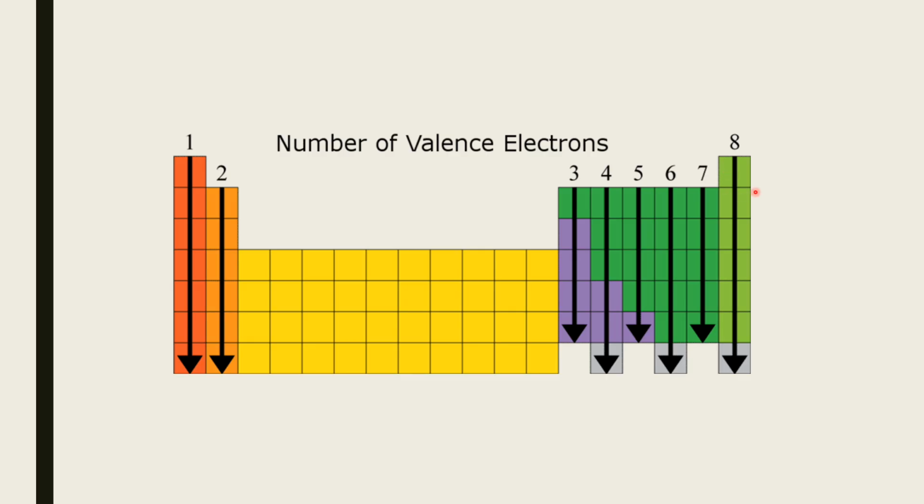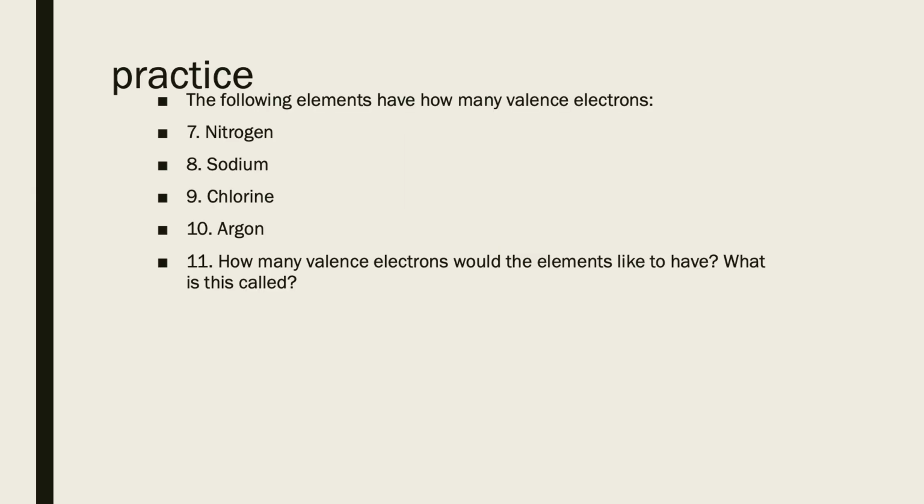Remember, helium only has 2 valence electrons. There's only 1 energy ring. That first energy ring can only hold 2 electrons. For practice again, I would like you to pause the video, using your periodic table, determine the number of valence electrons that these elements have, and then answer the question here, please.